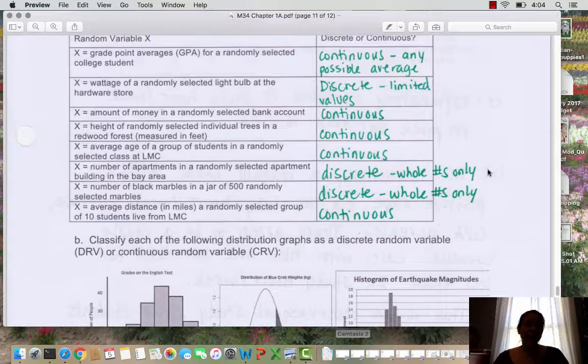X is the average distance in miles a randomly selected group of 10 students live from LMC. So here we've got an average. Anytime we've got an average, even if students are only reporting their mileage in whole values, the averages can be any possible value. So that's a continuous example.